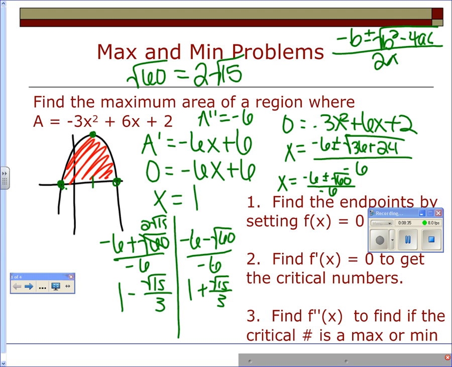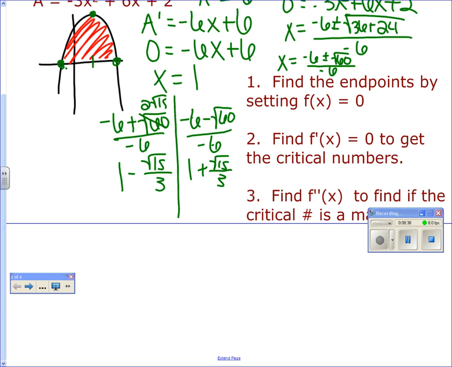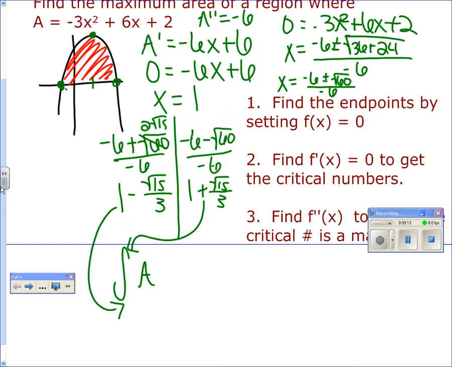So to find the max area, what would I do? Are we going to actually do that? No. That's just what you would do. You would actually integrate it and then plug in 1 minus square root of 15 over 3 and 1 plus square root of 15 over 3, which is what you've been doing. But they have already given you the A up here. Whatever that is, that's your actual answer. It'd be a number. Does that make sense?